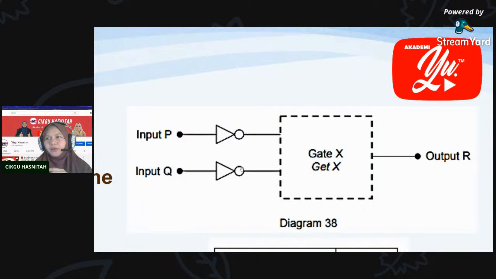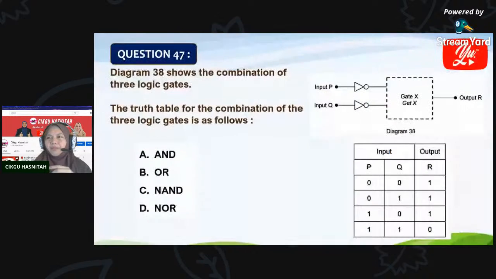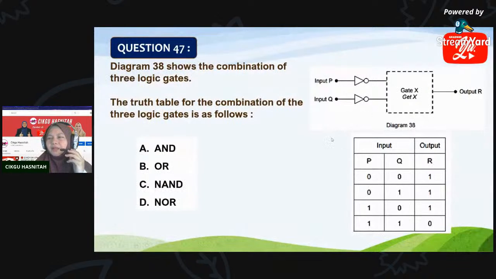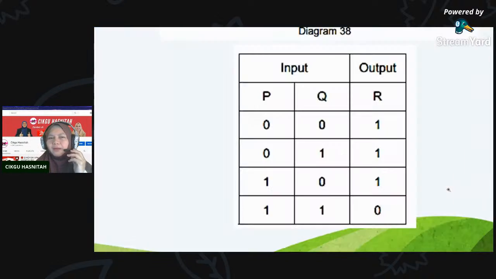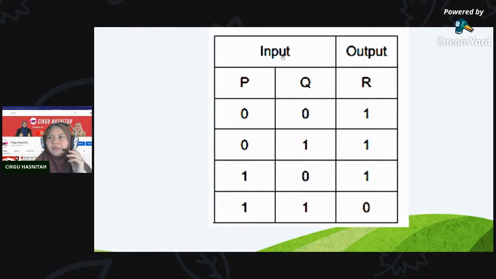And then for input Q, we have this gate. And gate X is missing. And this is our output R. Together with the diagram, you are given the truth table. The truth table shows us the inputs at P and Q and the output at R. And these are all the possible readings for the input: 0, 0, 0, 1, 1, 0, 1, 1. All the possible pairs for inputs P and Q. And these are the values for the output produced at R.